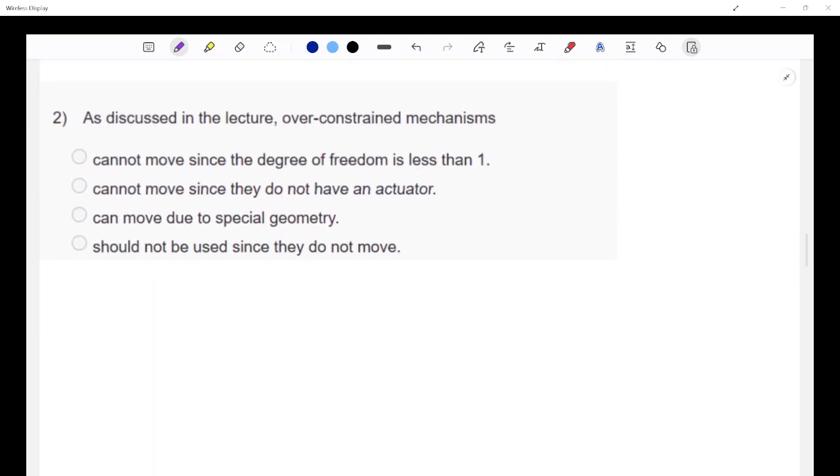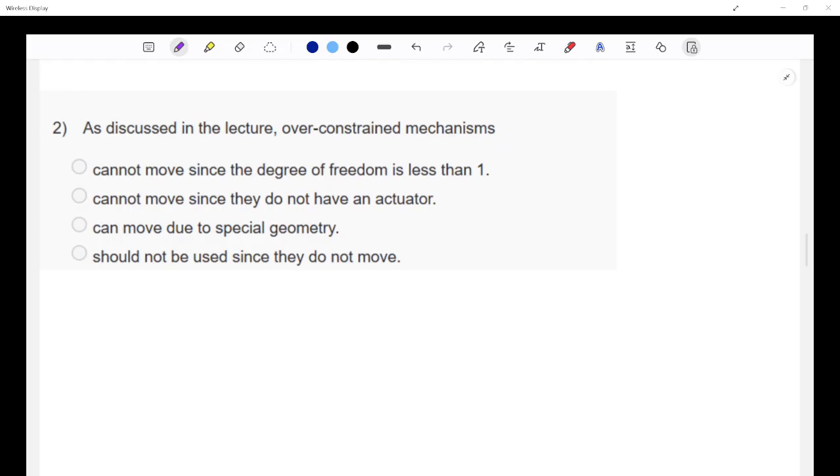Then, as discussed in the lecture, over-constrained mechanisms cannot move since the degree of freedom is less than 1; cannot move since they do not have an actuator; cannot move; can move due to special geometry; should not be used since they do not move. Fourth option, I don't know, it should not be the correct answer. Okay, any answer? Any guesses?